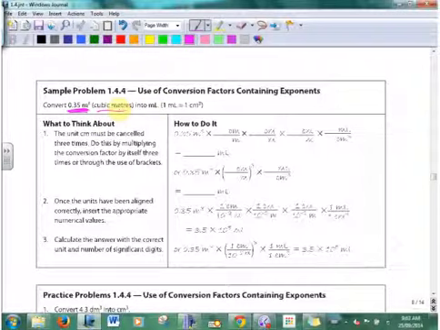Cubic meters. What is that? Is that a distance? Is that a velocity? Is that a volume?